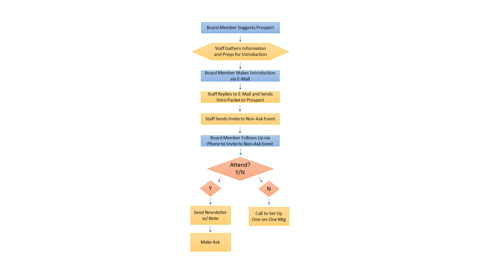Now, of course, this is a simplified example. Your system would continue with additional actions based on if the person makes a gift or if the person says yes or no to the one-on-one meeting.